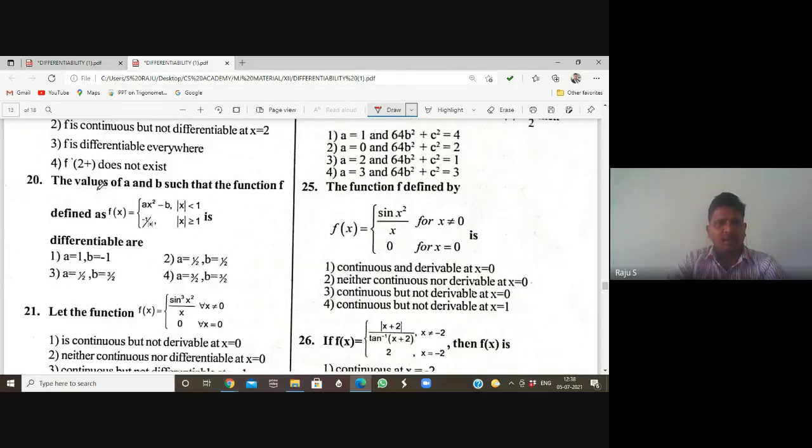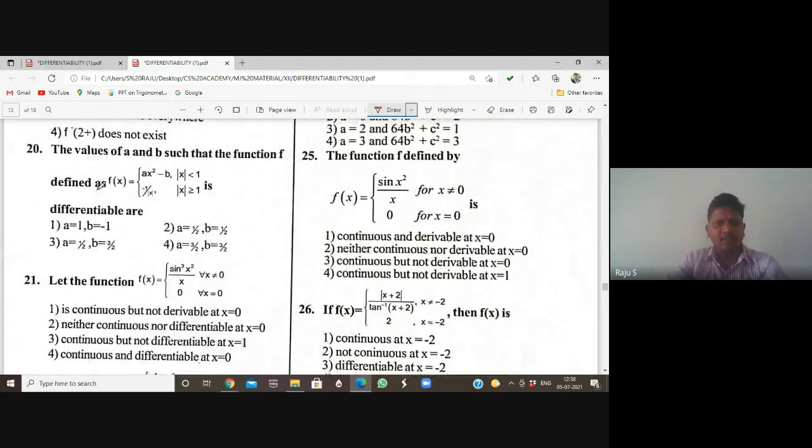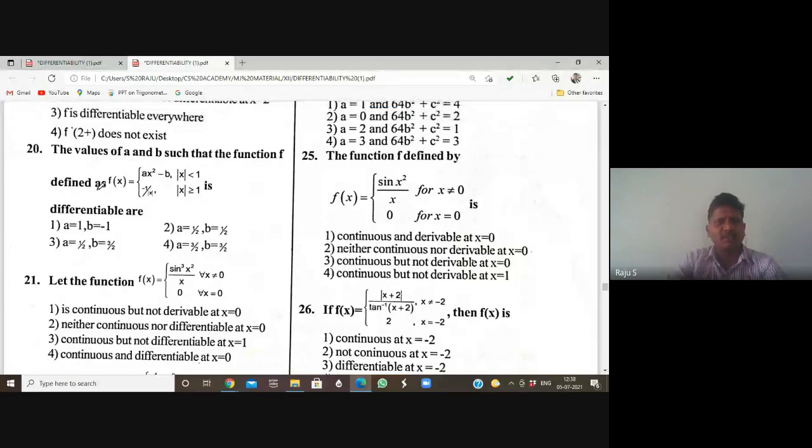Next, this question is easy, it is related to the absolute function. So what about the values of A and B such that the function defined is also differentiable, as given? It is differentiable, as given. What shall we do, students, here?